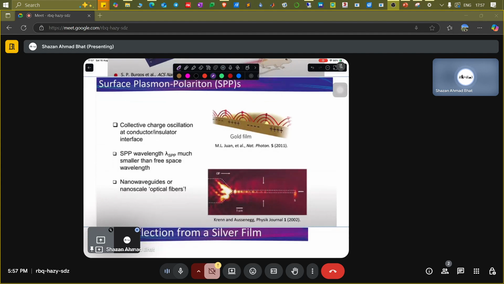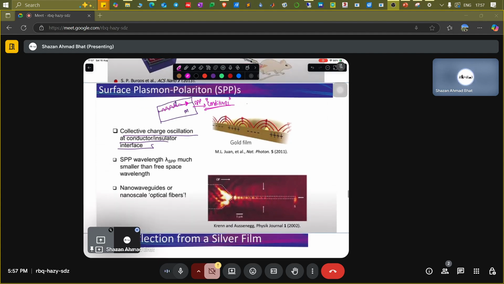So it's a collective charge oscillation at a conductor-insulator interface. Now, it does not only happen at a metallic sheet. You need to have, for example, a metal and a dielectric, and there is going to be excitation of something called surface plasmon polaritons at this particular interface between the metal and the dielectric. It is going to happen when certain conditions are fulfilled. What are those conditions? That's what we are going to study.